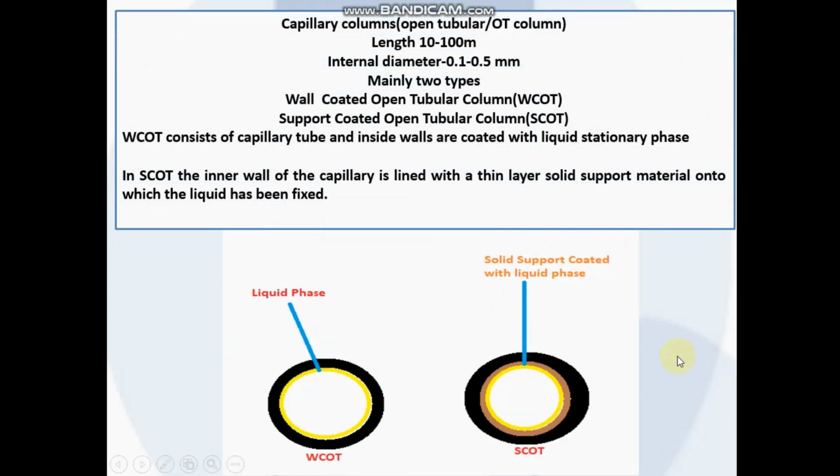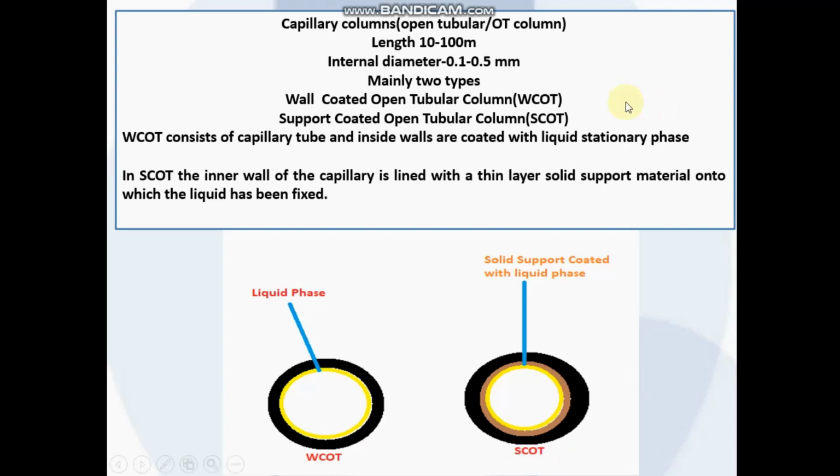Next, capillary columns, also known as open tubular columns or OT columns. The capillary columns have a length of around 10 to 100 meters and an internal diameter of 0.1 to 0.5 millimeter. There are two types of capillary columns. One is the wall coated open tubular column, also known as WCOT. The second one is the support coated open tubular column, also known as SCOT.